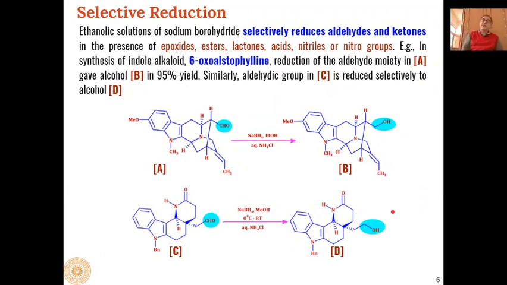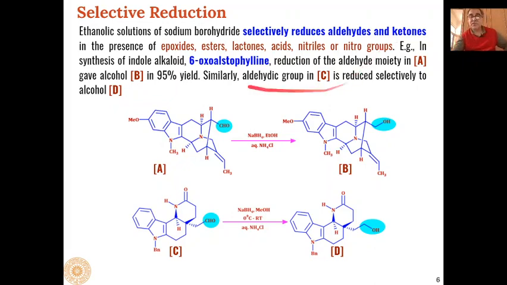Then, as I have told you, sodium borohydride is a selective reducing agent, and it selectively reduces aldehydes and ketones in presence of epoxides, esters, lactones, acids, nitriles, and nitro groups. All these groups are not affected by sodium borohydride. So if we have either aldehyde or ketone in the molecule, in addition to any of these functional groups, these functional groups will not be affected; reduction of only the aldehyde or ketone group will take place. So this is the selectivity of this sodium borohydride reagent.